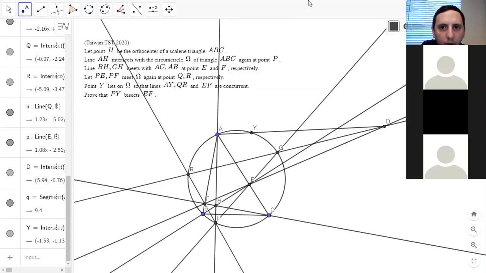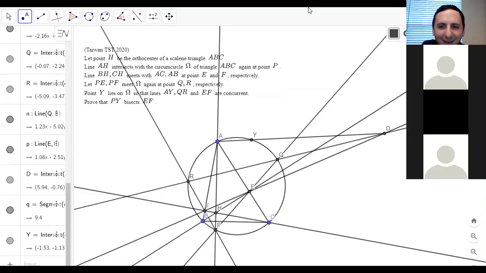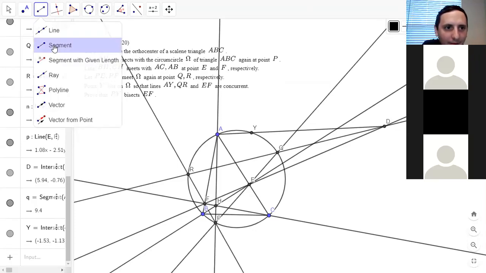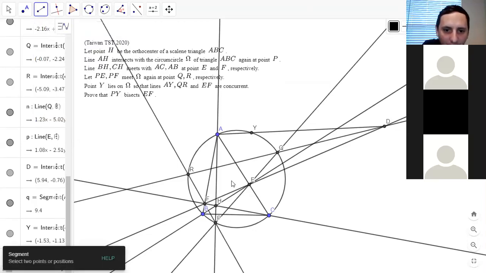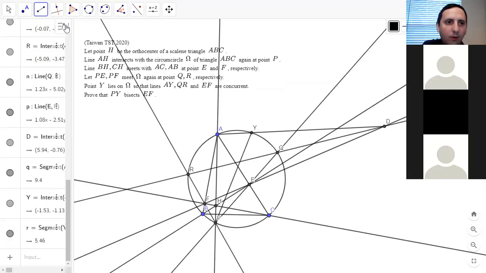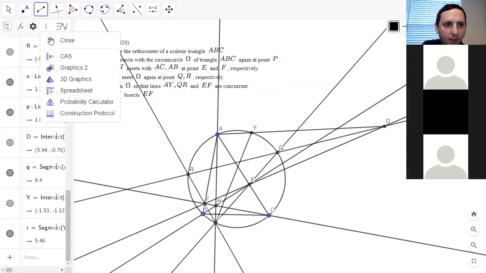Let me check the chat. Seems like they don't want to intersect. Is that PY bisects EF? Yeah, that's true. Okay. So I'm going to make it look better.